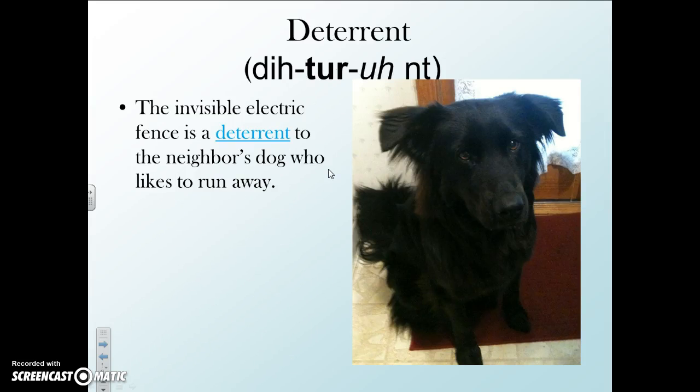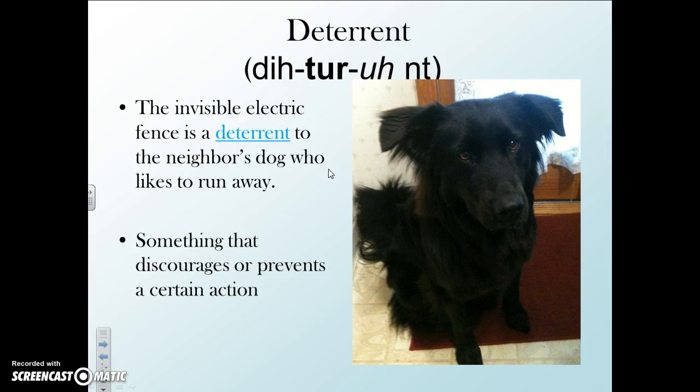Next, a deterrent. The invisible electric fence is a deterrent to the neighbor's dog who likes to run away. It keeps the dog from running away, so it must be something that discourages or prevents a certain action. So the electric fence acts as a deterrent to the dog running away. It keeps the dog there. Speed bumps are deterrents to speeders. It slows them down. It discourages people from speeding through a neighborhood.